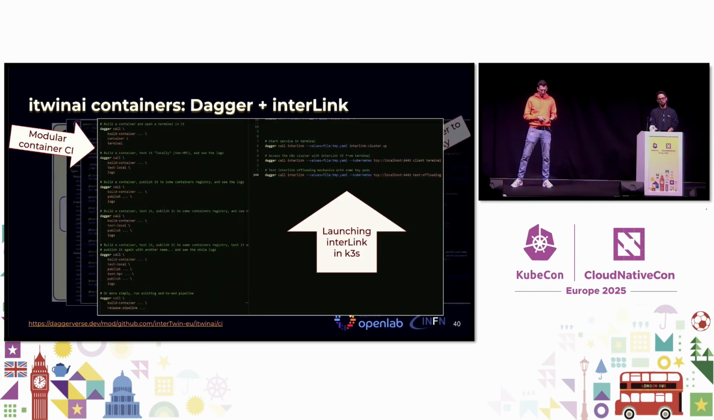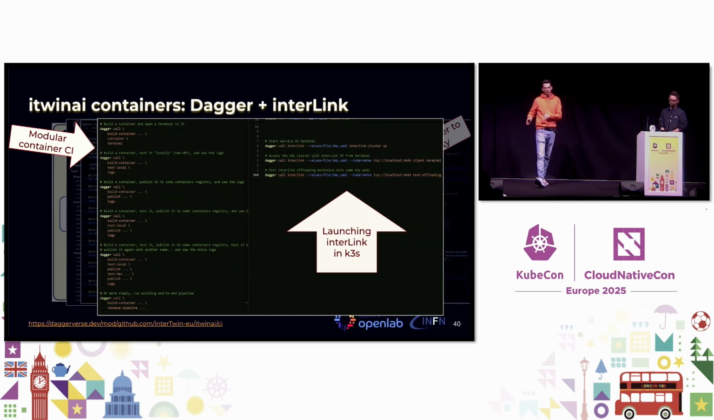So here we have some examples of how to use this pipeline. On the left, you can see some examples of how a CI pipeline can be built in a modular way. If we want, we can just build a container and publish it, or build a container and open a terminal in it immediately, or build a container, test it on a CPU-only environment, and publish if you want. So it's really modular.